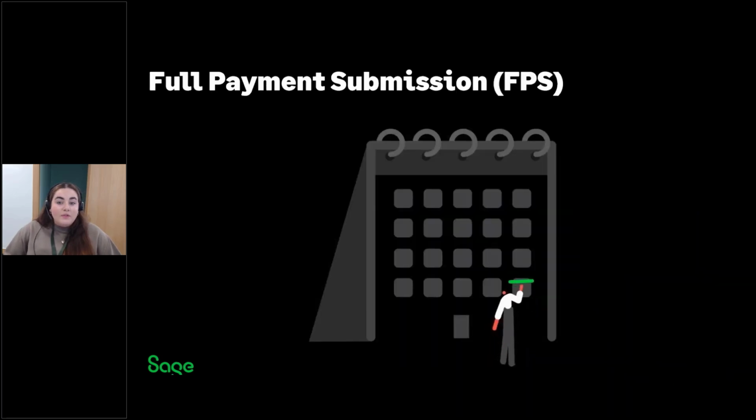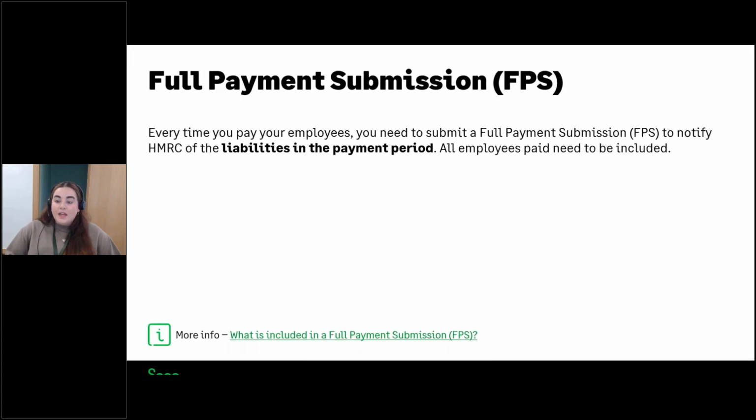So we'll start with the full payment submission. This is probably the most common submission that will be sent. And as we now know, you do need to send an FPS each time you pay your employees to notify HMRC of the liabilities in the payment period and your payroll data as well. And all employees who are paid need to be included.